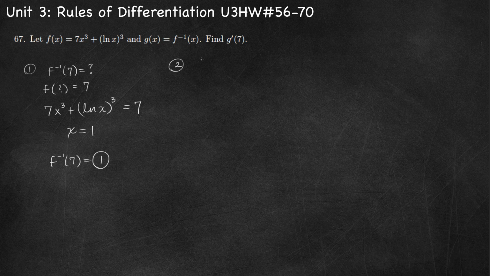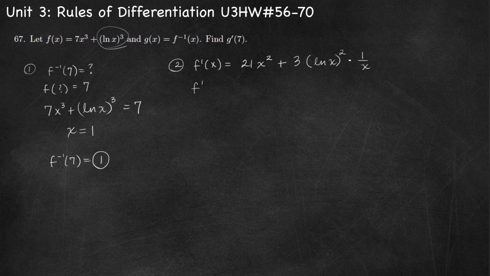Step 2, we're going to evaluate the derivative of f and then substitute in our answer from step 1. So f prime of x, the derivative of 7x cubed is 21x squared. And then we need the derivative of the natural log of x cubed. We need chain rule for this derivative. This is stuff cubed. The derivative of stuff cubed is 3 times the stuff squared times the derivative of the stuff. So 3 ln x squared times 1 over x.